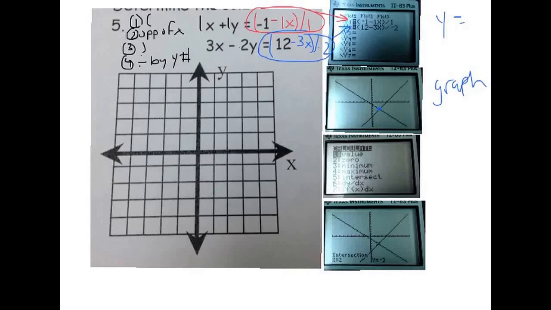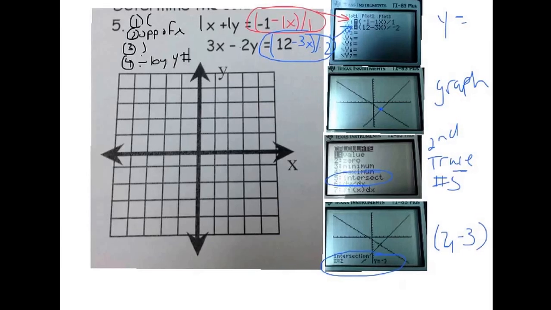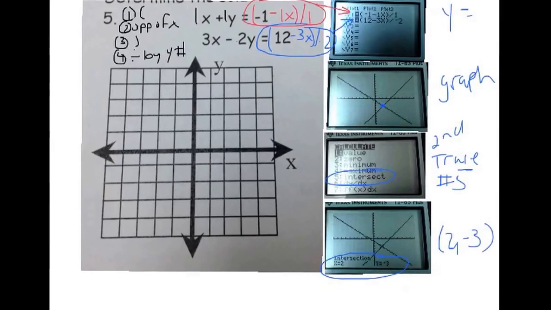We can actually get our calculator to tell us that answer by hitting second trace, and we want to know the intersection. Number 5, we'll go through it hitting enter a few times, and we can see that the answer pops up on our screen right here. These hit each other at 2, negative 3. So the answer to that system of equations is 2, negative 3. And this is what we're going to spend time in class working on Friday, making sure you guys know how to do this in the calculator.